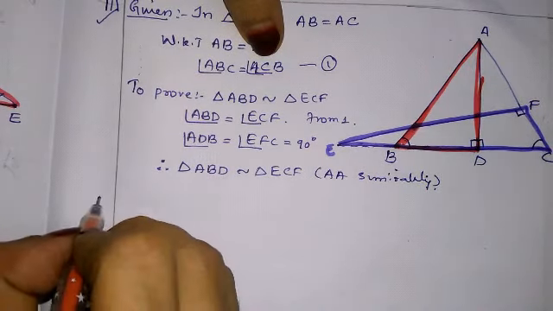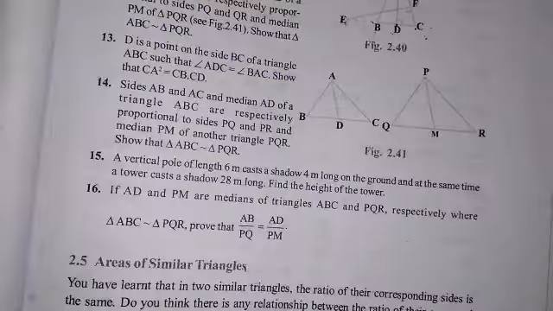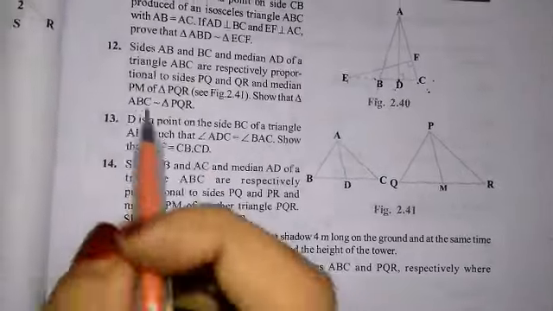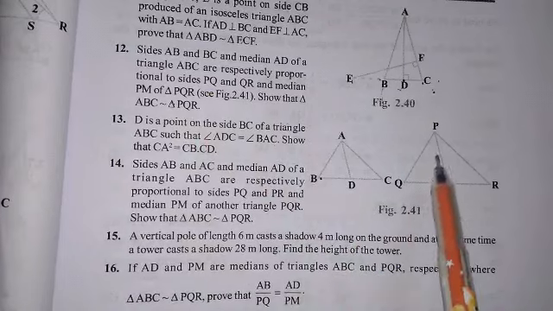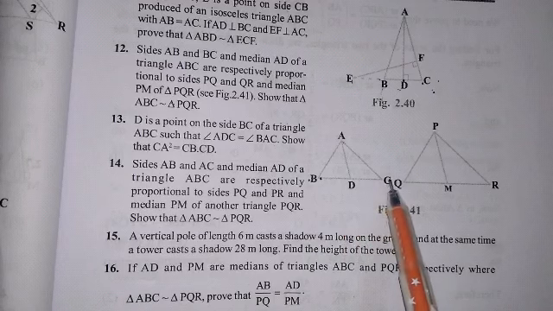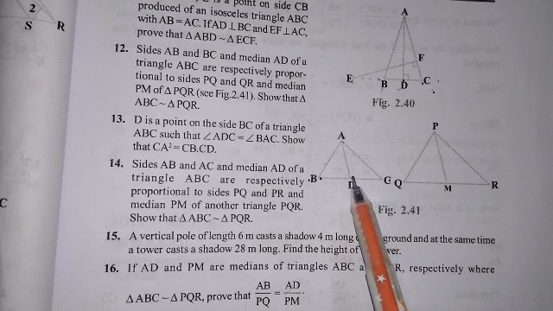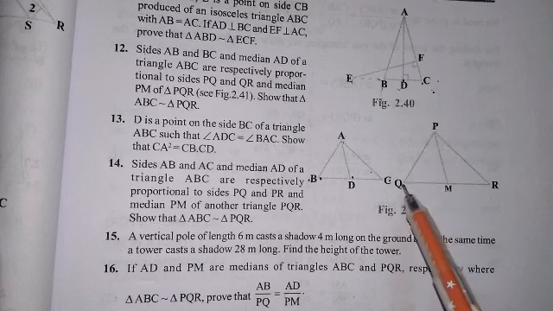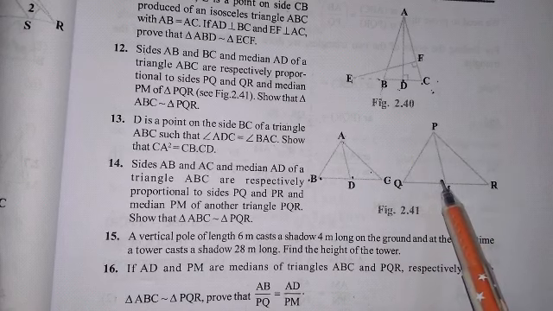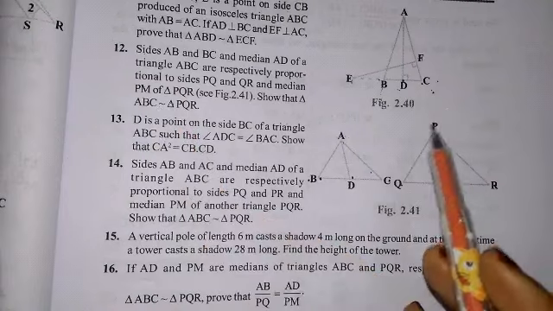Now let us solve the 12th question. Yes, question number 12. Side AB and BC and median AD of triangle ABC are respectively proportional to side PQ and QR and median PM. Okay, they have told they are proportional. Show that triangle ABC is similar to triangle PQR.